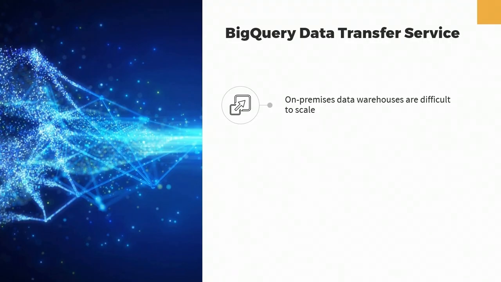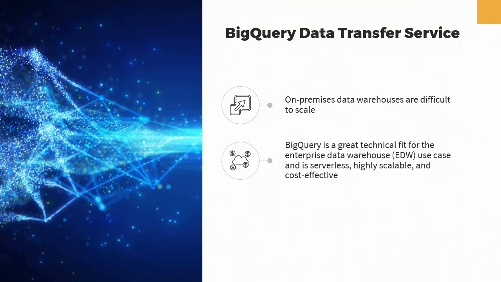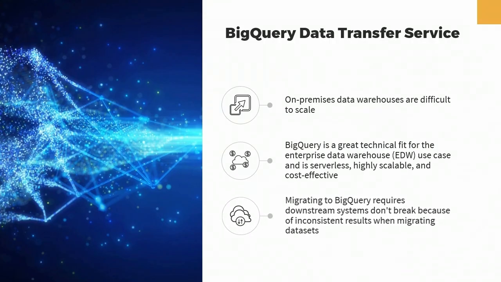So we ended up having to create a service in Google Cloud called BigQuery. This is a great technical fit for enterprise data warehouses, which can be serverless, highly scalable, and cost-effective. Now, the only thing is, we need to take our on-premises data warehouse solution and migrate it into BigQuery, where we can have this serverless, highly scalable, and cost-effective solution without having to worry about the underlying infrastructure. So we have to be able to migrate information to BigQuery, and this will require downstream systems that don't break because of inconsistent results when we're migrating the data.